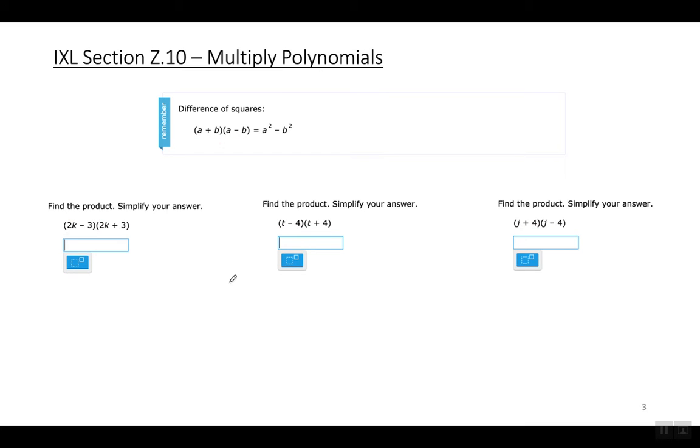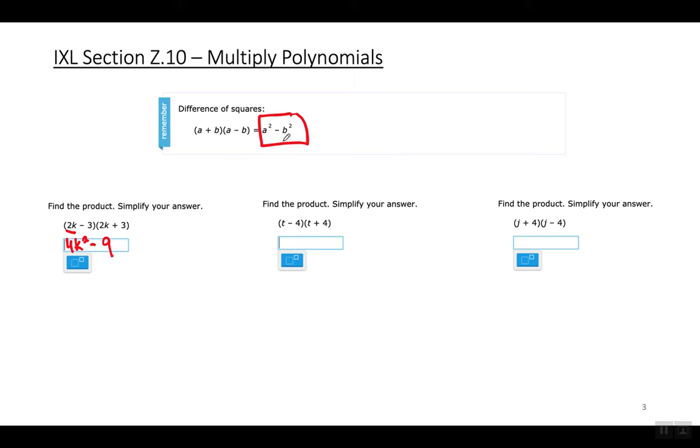So whenever you have that situation, look at what the answer is going to be. All right? The difference of squares. That means you're going to be subtracting. I'm going to square the first term, so 2k squared would be 4k to the second power. And I'm going to square the second term and write it here. So 3 squared is 9. And that's my answer. Okay?